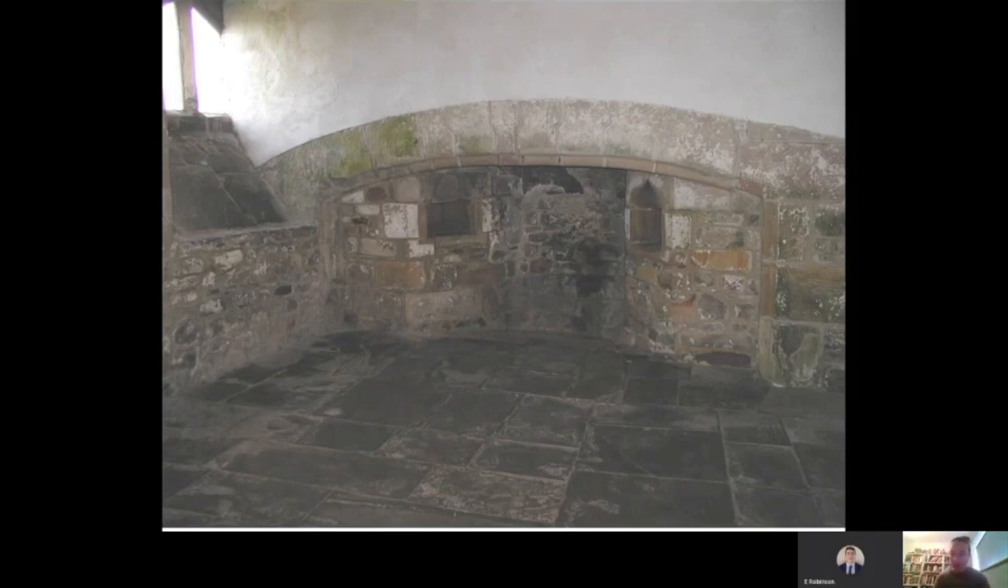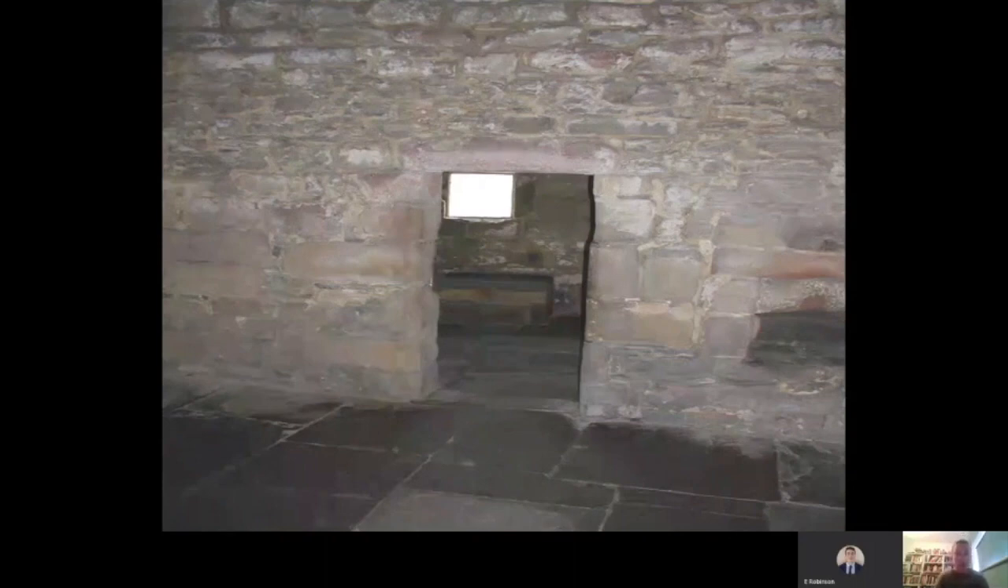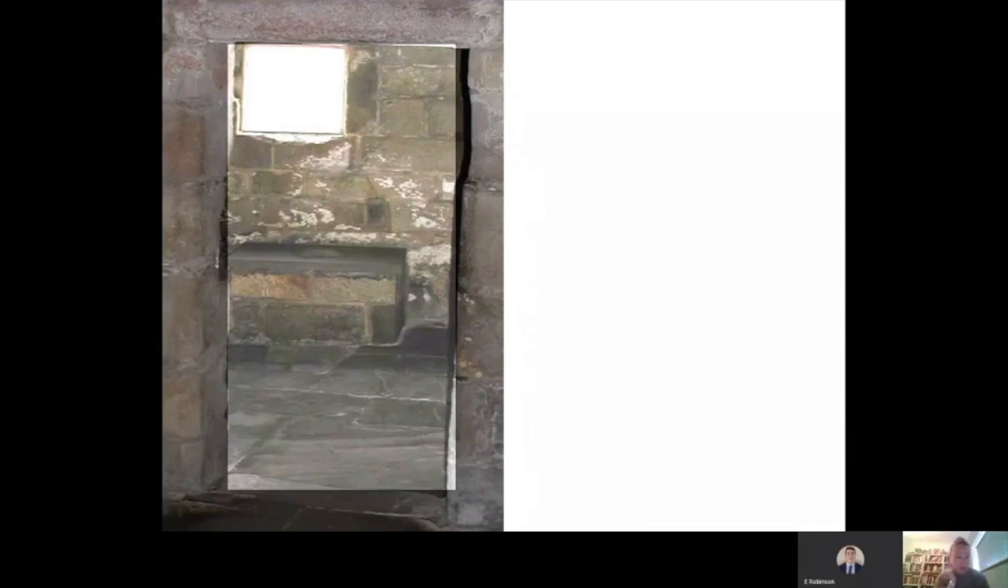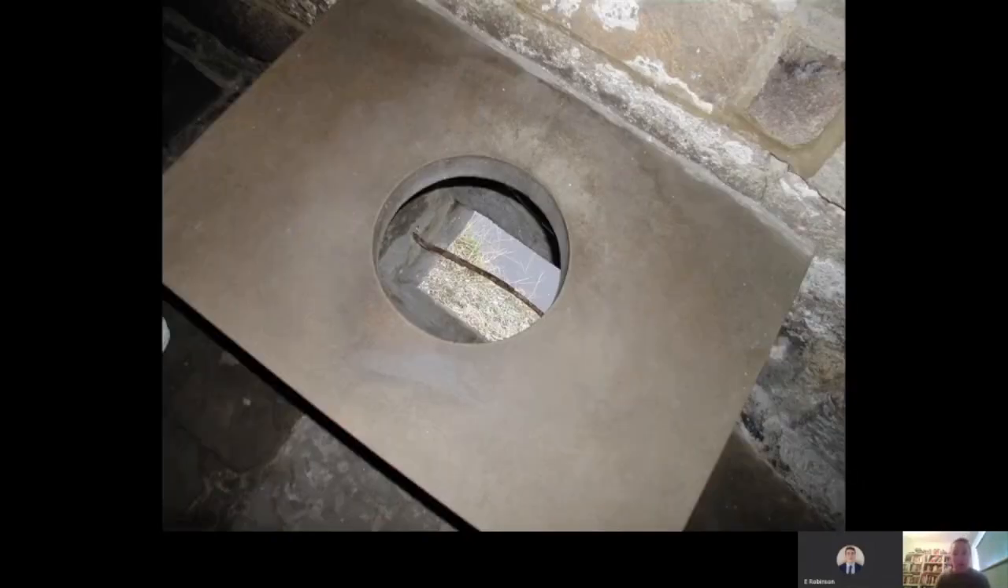Also in the kitchen, strangely to us, is this. This is in the middle of the room. There's a little doorway through to this, which is called the long drop. This is a medieval toilet. And the reason it's called the long drop is because you would sit there and do your business and it would drop a long way into the river below.